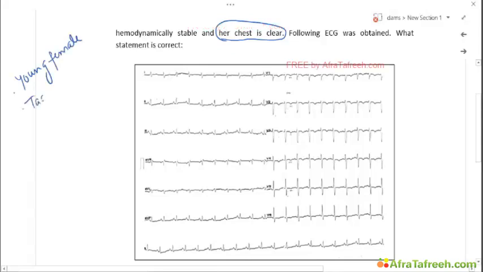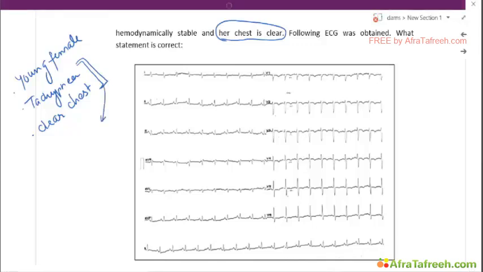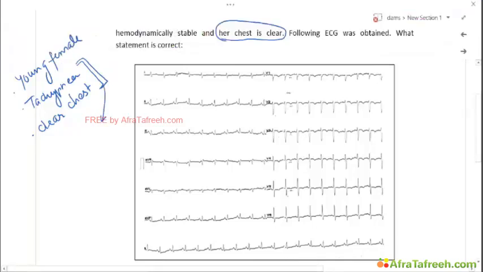She has tachypnea. She has a clear chest. Now, this is an important differential: tachypnea with a clear chest. This has important things to be considered in the emergency department. If there is pulmonary edema because of an acute coronary syndrome, as we saw in one of the previous questions, there will be tachypnea with basal crepitations. The chest would not be clear. Okay.